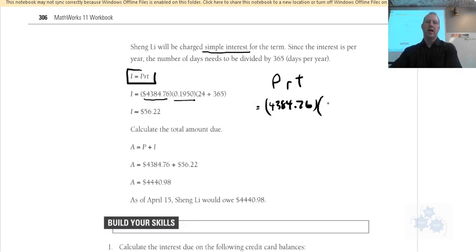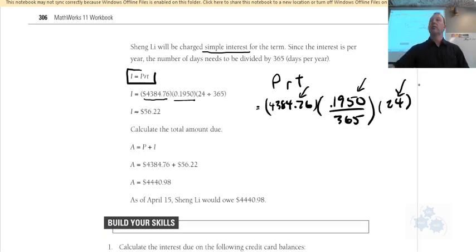4384.76 times the yearly interest rate divided by 365. That would probably make a little more sense. And then times 24 days. So that's the principal, this is the rate per day, and this is the number of days. Okay? So they show it just a little bit differently here. They put the 365 over here, which is the same. So this interest is 56.22, okay, for that many days. So you divide the yearly interest rate by 365, and then that's the interest per day that you get charged.